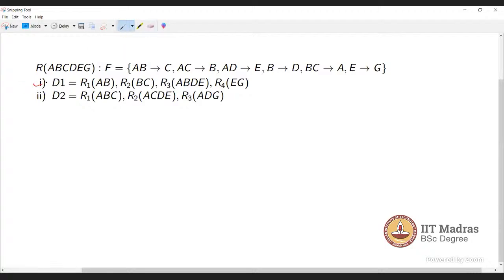Okay, so we'll first check this decomposition D1. How to check that? We'll only take one example, okay? This one. The first condition is we need to check whether R1 union R2 union R3 union R4 is giving me the relation R or not. So A, B, C, D, E, G. Okay. So I am getting the relation R, that is A, B, C, D, E, and G. Right.